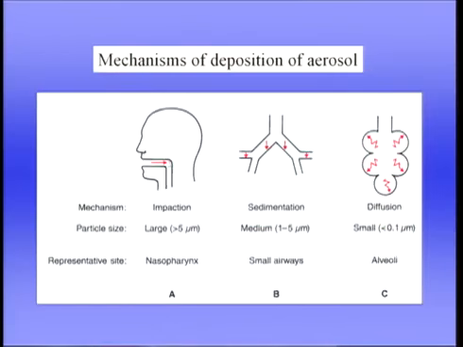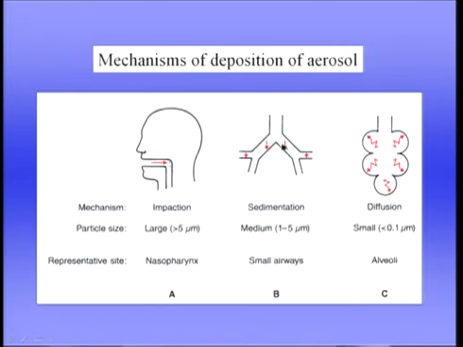Now, the next mechanism of deposition is sedimentation. Sedimentation simply means settling out. It's a gravitationally determined process. And sedimentation tends to affect the medium-sized airways most. This is because the larger particles are no longer there. They've been removed by impaction. And the very small particles, their sedimentation rate is extremely low, and so they don't sediment so much.